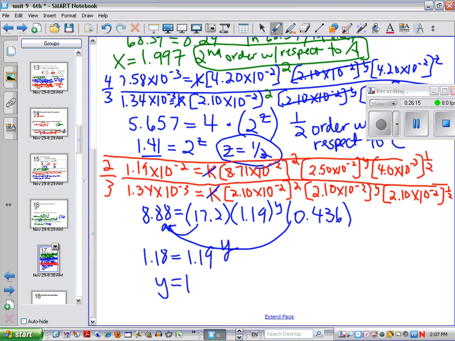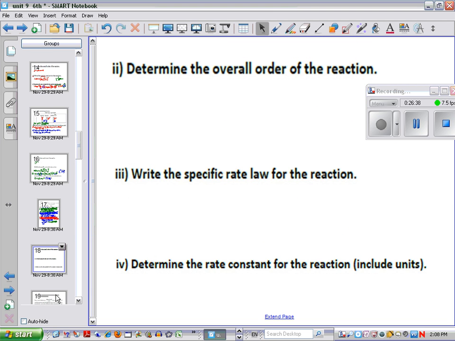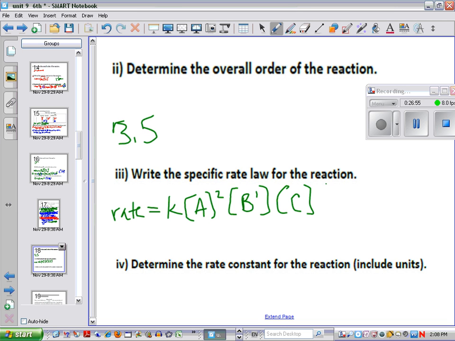Okay, so let's just wrap this up really quickly. Let's not even solve for k. I know you know how to do that. Rate is equal to k times a to the, a what? A squared, b to the 1, c to the 1/2, and that's actually the next question on the next page. What's our overall order? 3.5 is our overall order. Rate is equal to k times a squared times b to the 1 times c to the 1/2.